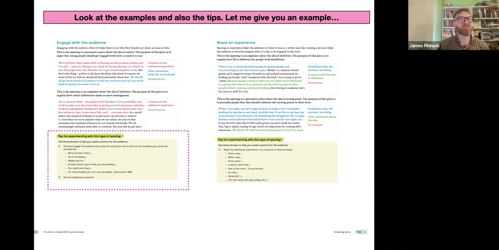I'll give you an example off the top of my head of how I might use the engage with audience strategy to write an opening to my protest piece, where I argue that we need to actually listen to protests. So I might use one of these opening sentence starters down there.